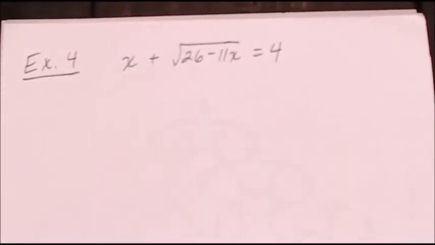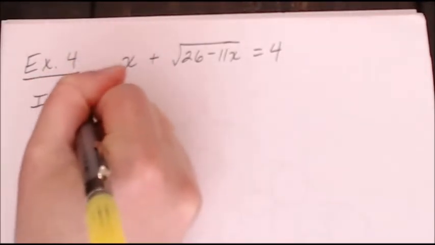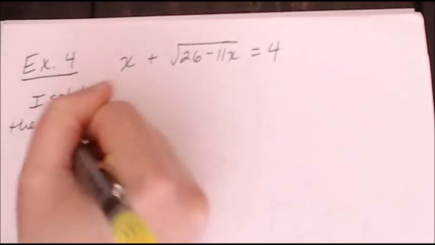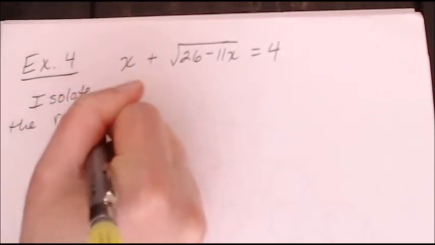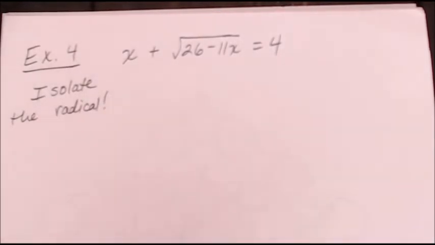So whenever you have a radical in your equation and you want to solve for the variable, first thing you want to remember is I need to isolate the radical. So in other words, get that radical by itself. If there's something in front of it, something after it, something being multiplied, we got to get rid of all of that first.